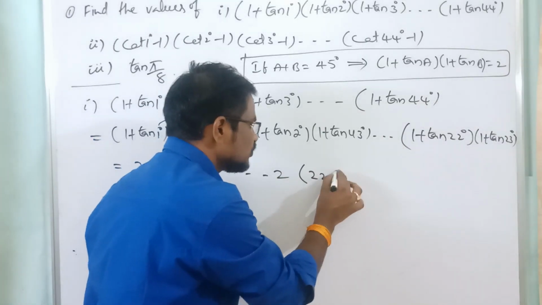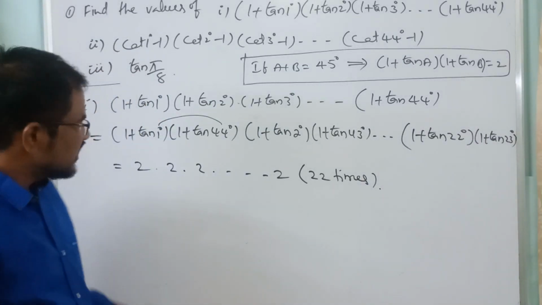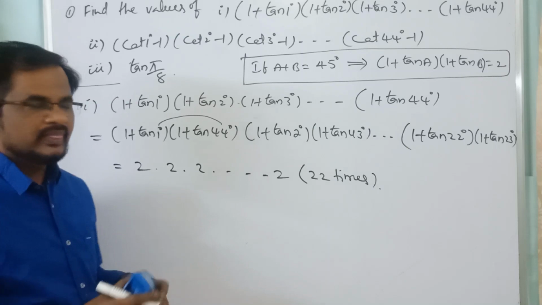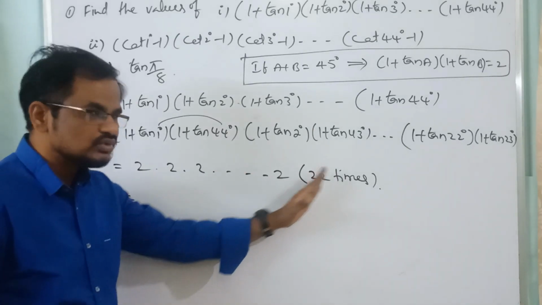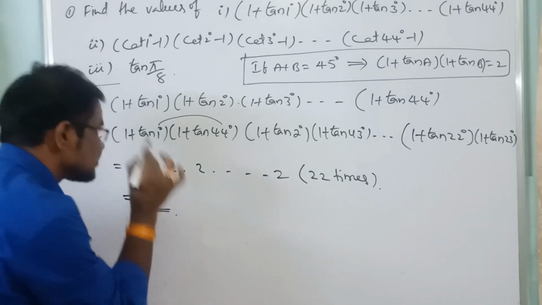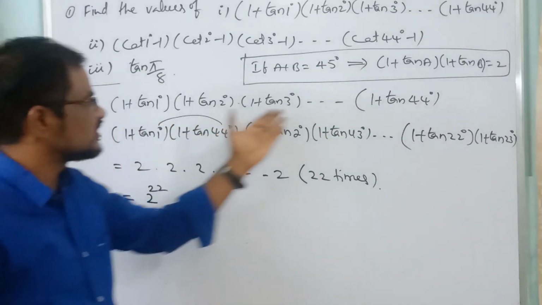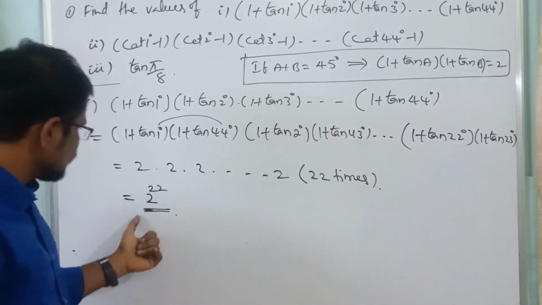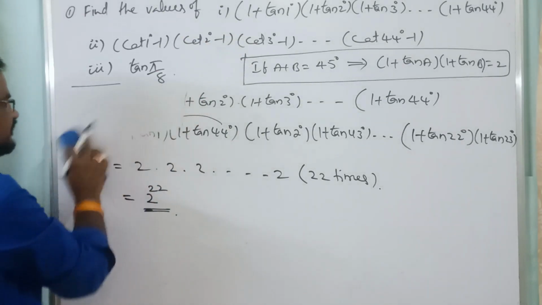Like this, how many pairs will you get? Total 22 pairs you will get, right? 22 times. Each pair gives 2. Now that is equal to 2 into 2 into etc., 22 times, which is equal to what? 2 power 22. So simply by using this condition we can find the value of this one. So that is 2 power 22. So take the next one also.